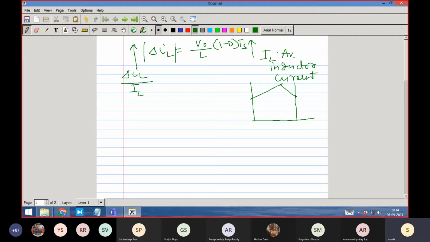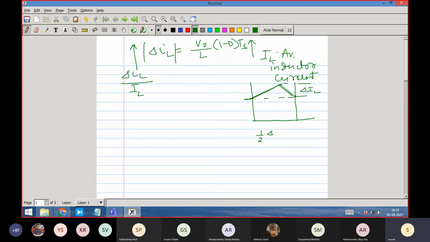What is the average value of this waveform? You can calculate the average value of this waveform from the area. I can easily calculate the area of this profile. There is one triangle, half into this delta IL.